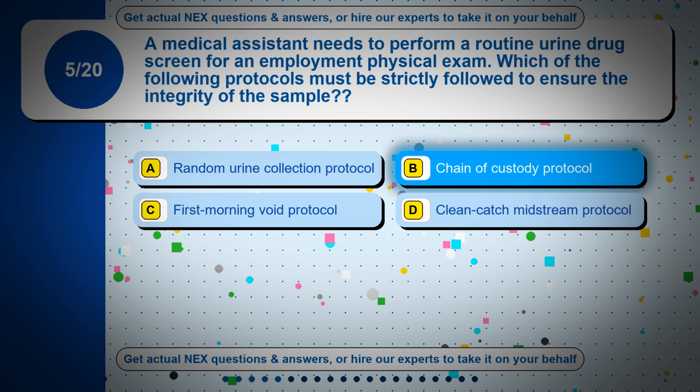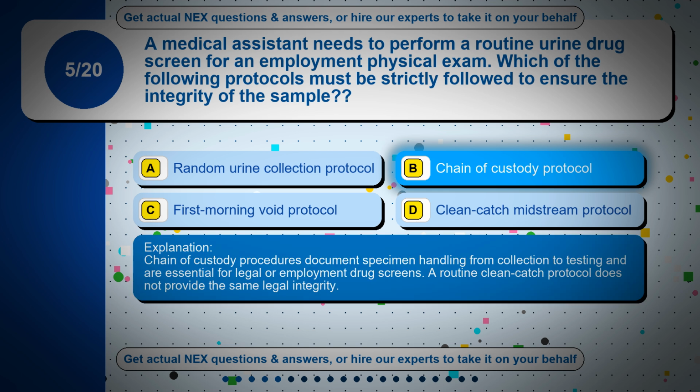Chain of custody protocol. Chain of custody procedures document specimen handling from collection to testing and are essential for legal or employment drug screens. A routine clean catch protocol does not provide the same legal integrity.